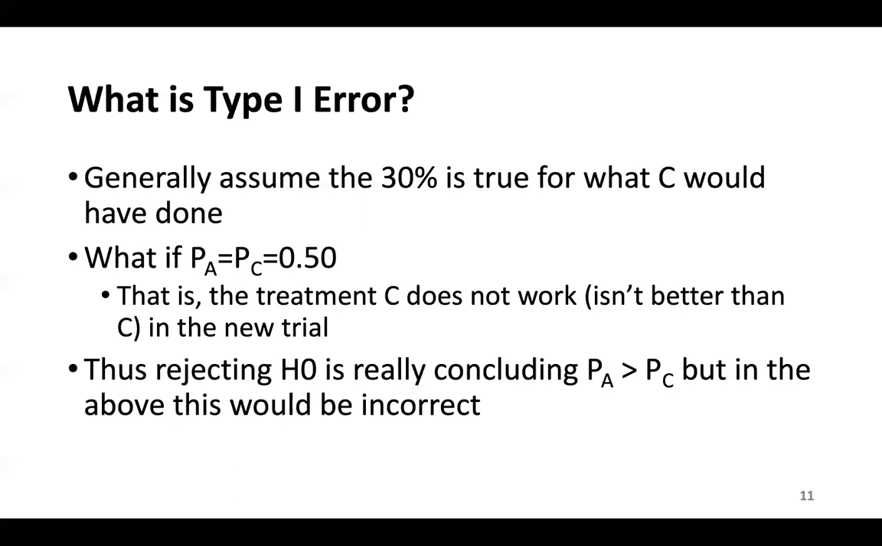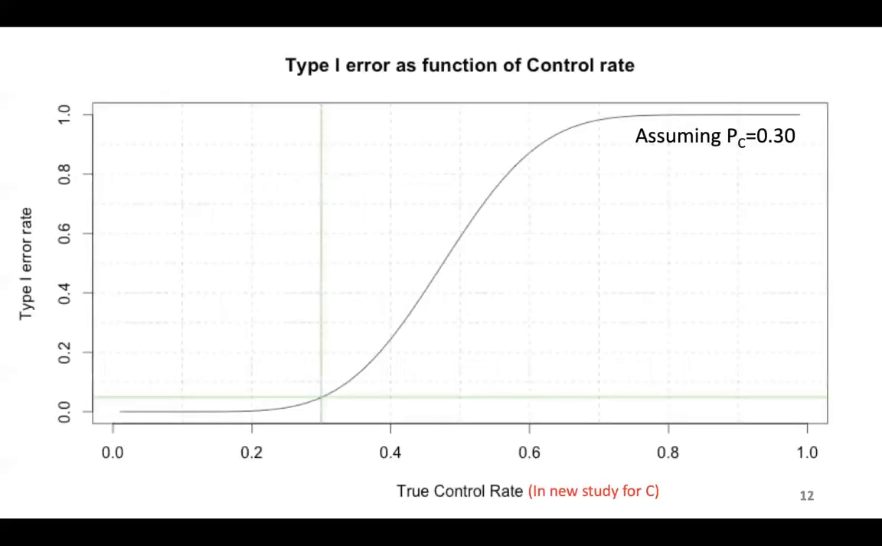So it really comes back to this question of what is type 1 error? You can go back mathematically and think about the pure hypothesis of 30%, but what we're really doing is saying, is A superior to C? And now we could be making type 1 errors if C would actually be different than 30% in the new trial. So let's take a look at what that looks like.